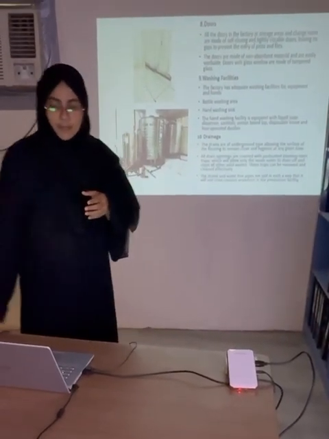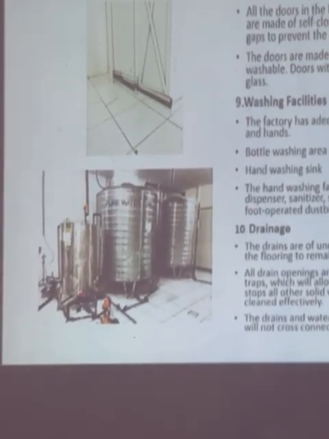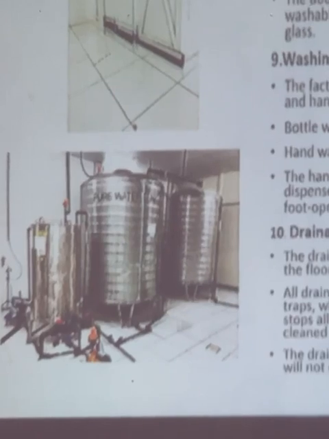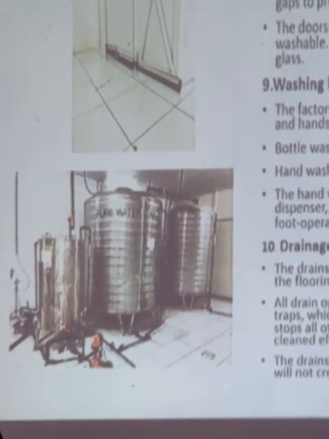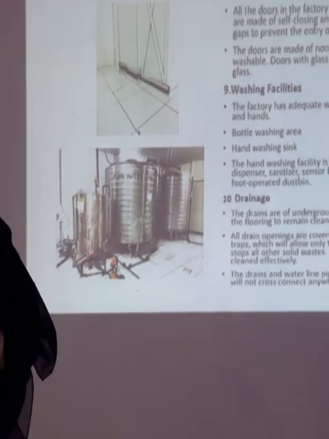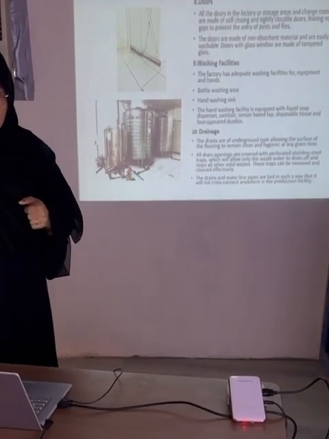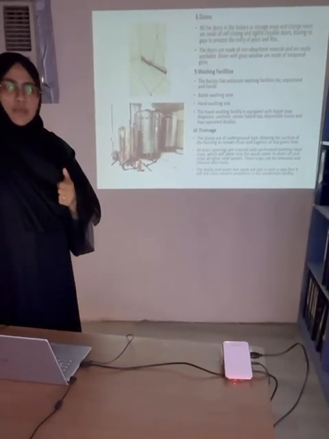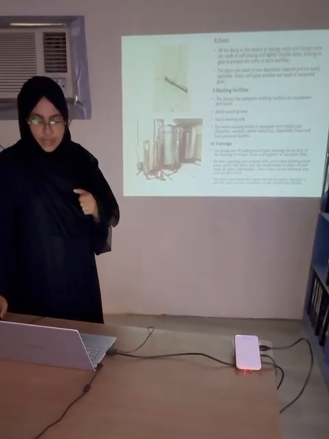As you can see in the picture, if ever any gap is there, we will be using rubber seals to avoid the gaps between the doors. It should be easy to move. Self-closing type doors are preferred in production areas, and this also helps us keep pests from entering the production area.